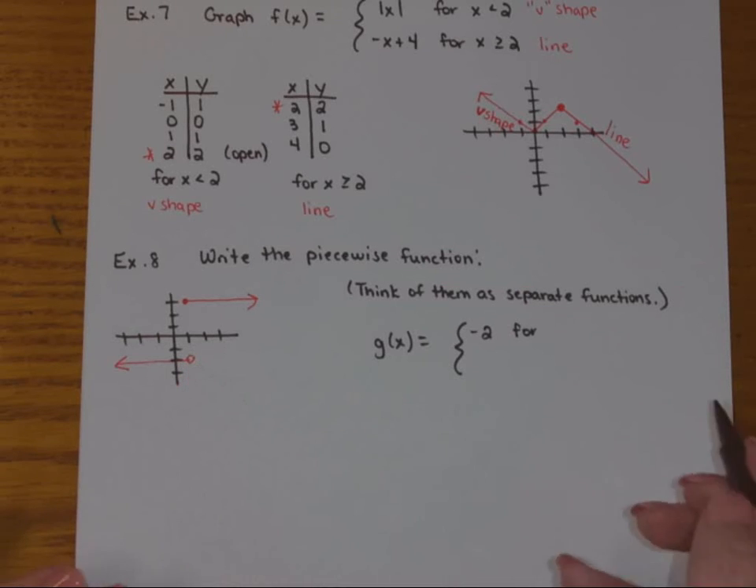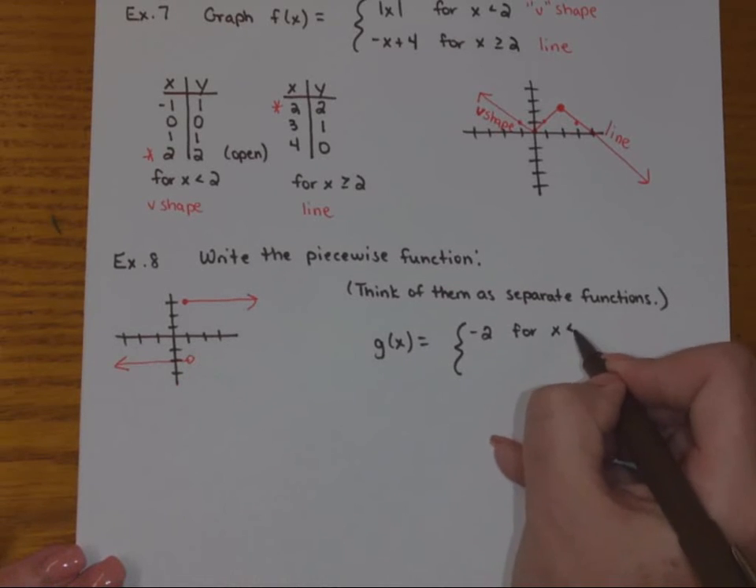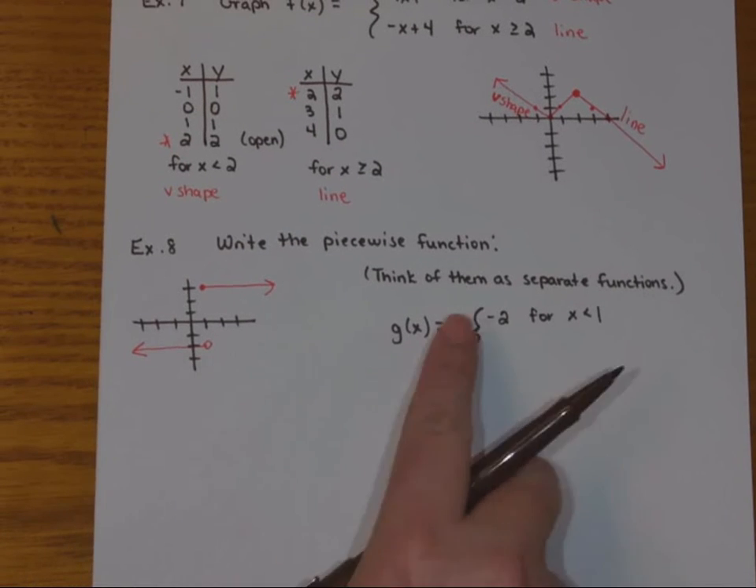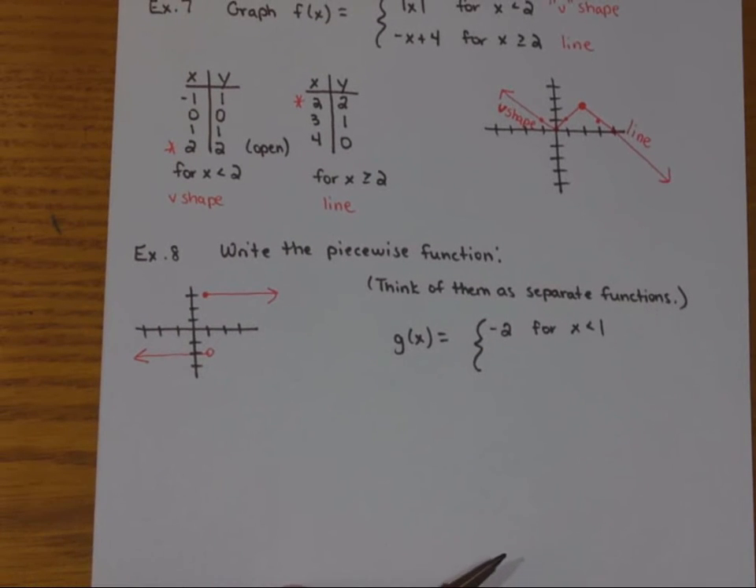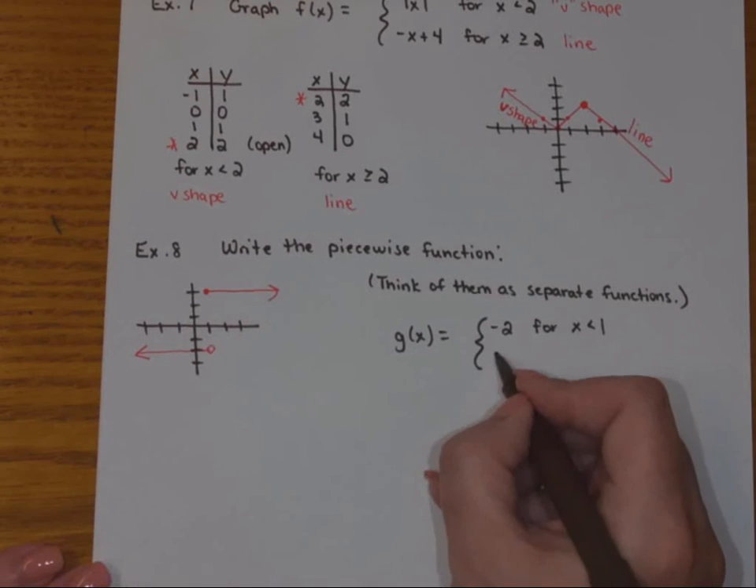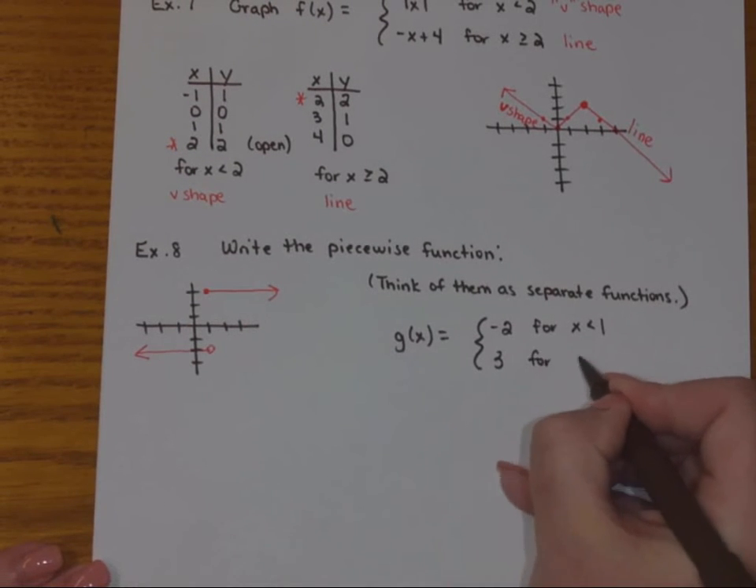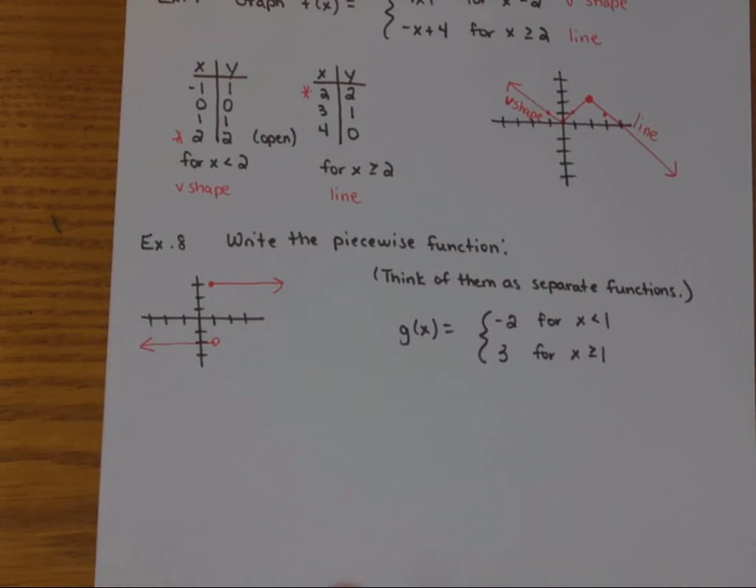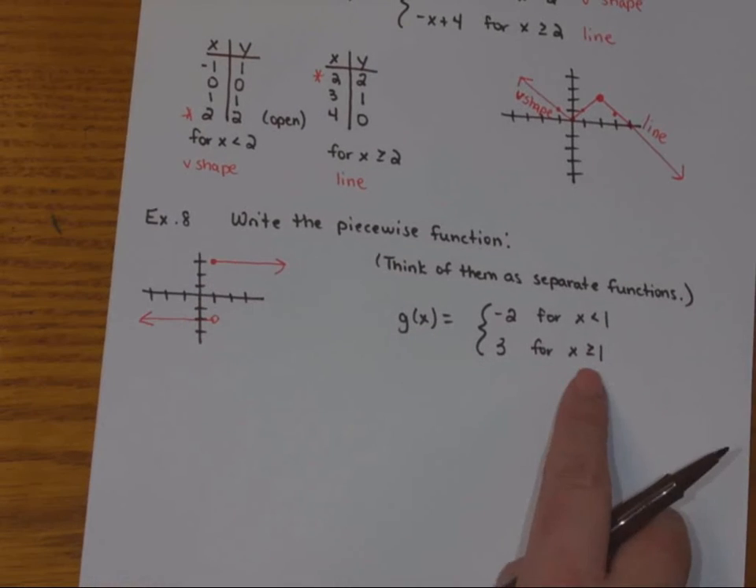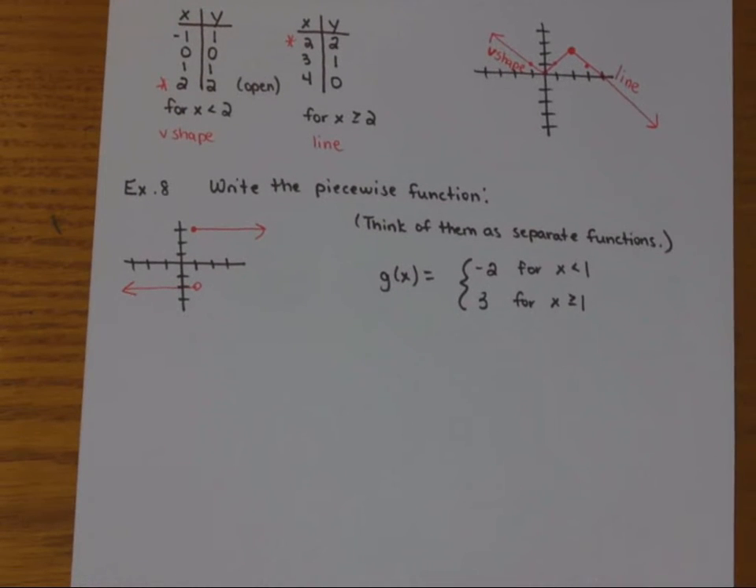It stops at 1. So for x is less than 1, okay? Notice not less than or equal to because it's open. I'm going to stay at -2. Okay, but then the pattern switches to what y value? It switches to 3, and this would be for anything that is greater than or equal to 1 for x. Okay, because notice this is open, so we use an open circle. This is closed, so I use a closed circle.